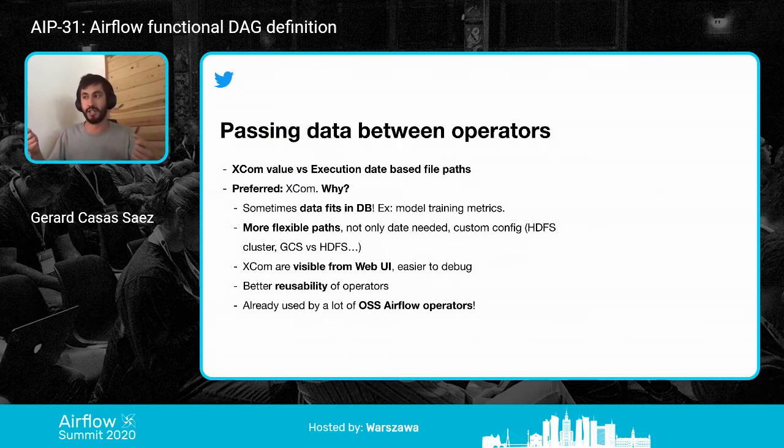So there are certain limitations, while with XCom you just pass the path around and that's it. You generate the path, you pass it to the downstream operator, and you don't really need to remember how you generated it between operators. It's also more reusable because of that.